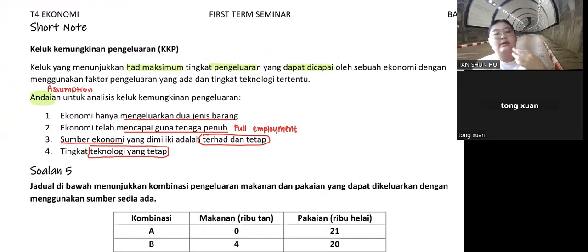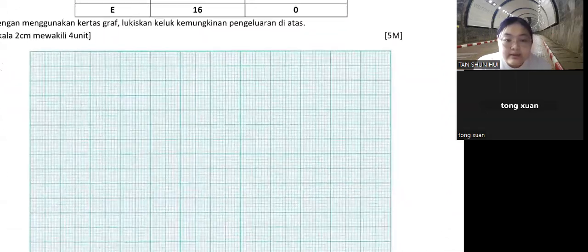Okay. Now, in exam, they have a few ways of asking you. First, they might give you 2 marks, 3 marks, ask you to tell me about andaian. And what are the assumptions? Or they might ask you to draw a graph, or they will give you some graph and ask you to explain it. Now, let me show you.